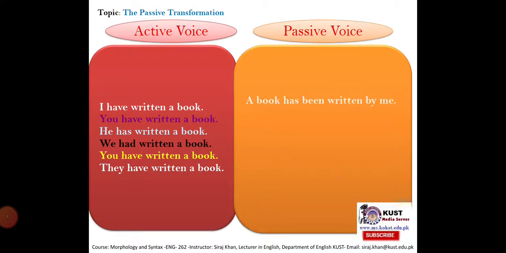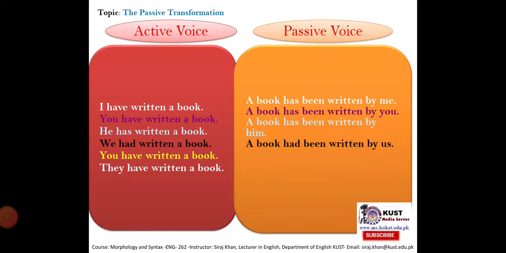will be like a book has been written by me. You have written a book, a book has been written by you. He has written a book, a book has been written by him. A book had been written by us. You have written a book. It goes like a book has been written by you. They have written a book, a book has been written by them.